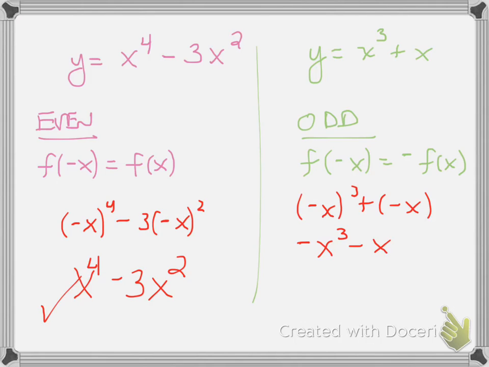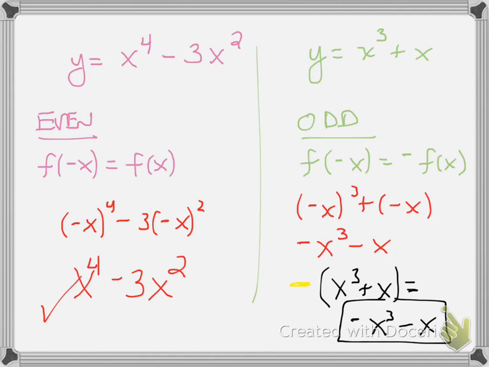Well, it just so happens that if you had taken a negative and multiplied it by the original function, you would get what we just obtained by performing this symmetry test. So because you have that, you have origin symmetry, and that's what creates a function that is odd.